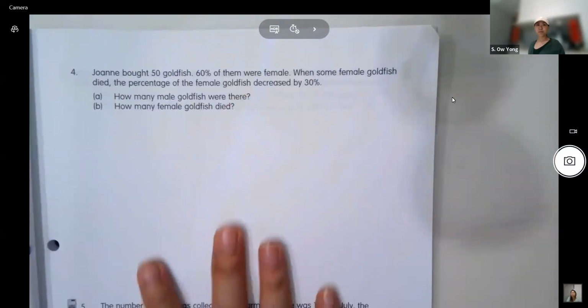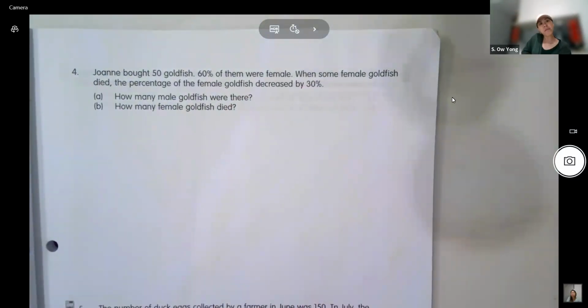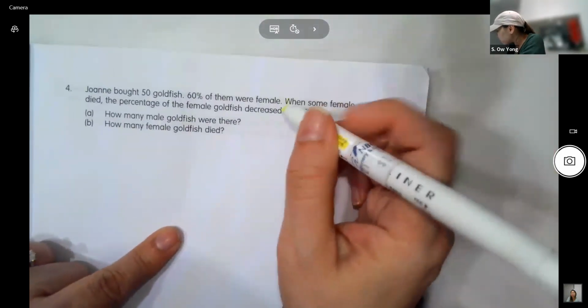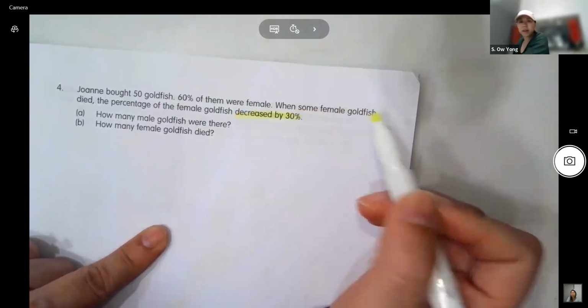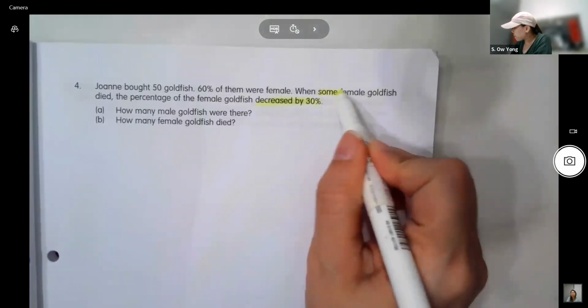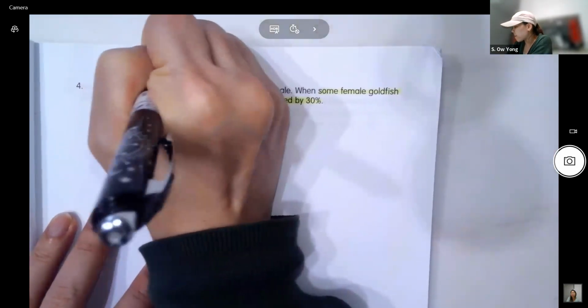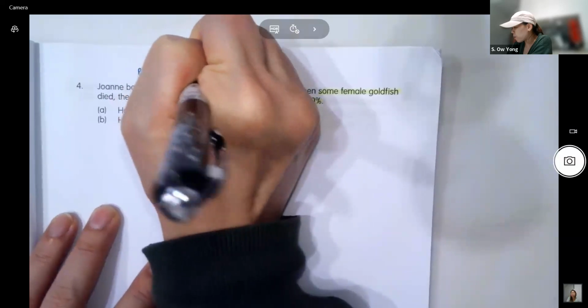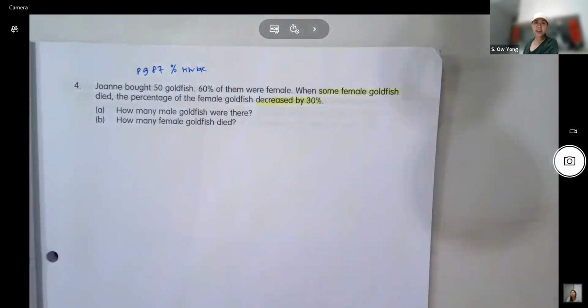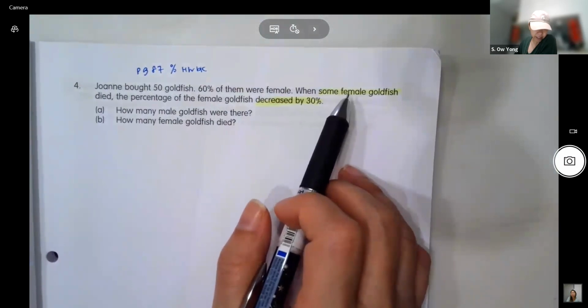This is percentage homework book. Okay, Joanne bought 50 goldfish, 60% were female. When some female goldfish died, the percentage of the female goldfish decreased by 30%. So I would like you to highlight this decrease by 30%. And this phrasing, some female goldfish died. In case you still don't know which page, this is page 87, percentage homework book.